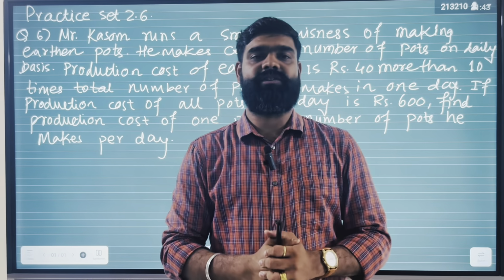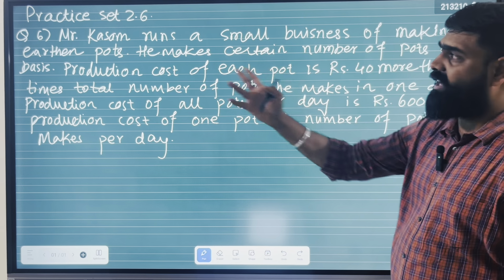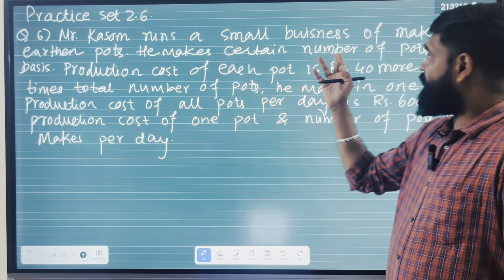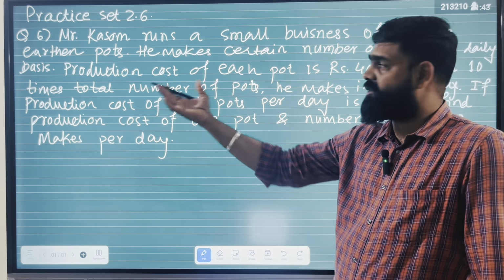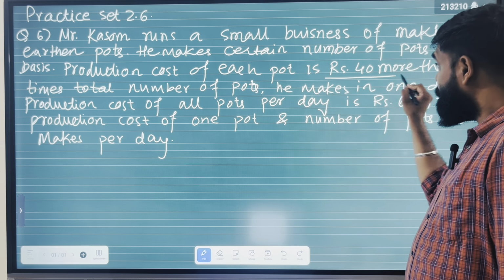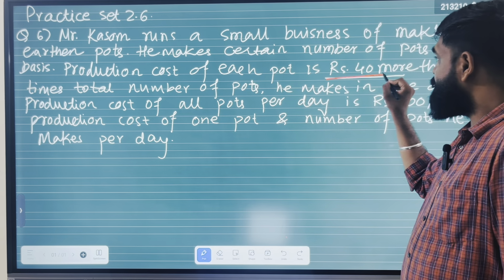So next question is question number 6. In this question, Mr. Kasam runs a small business of making earthen pots. He makes certain number of pots on daily basis. Production cost is given. So production cost of each pot is rupees 40. This is the condition they have given us.